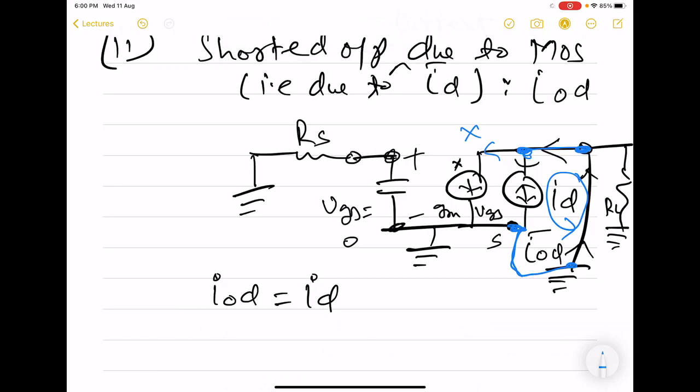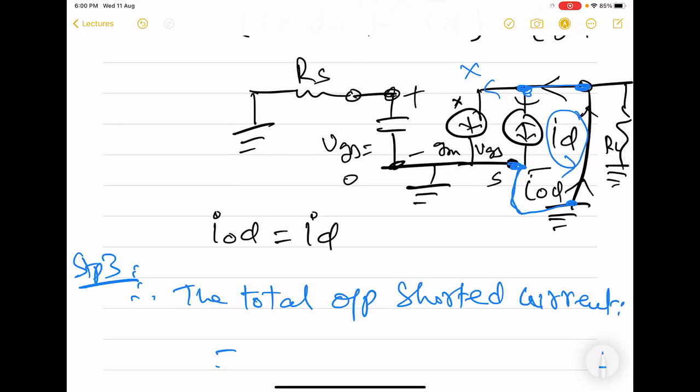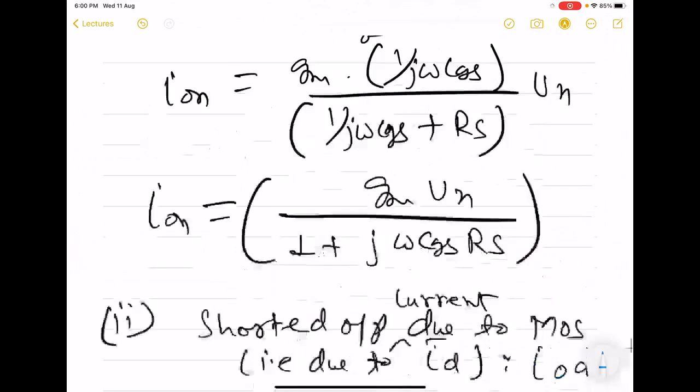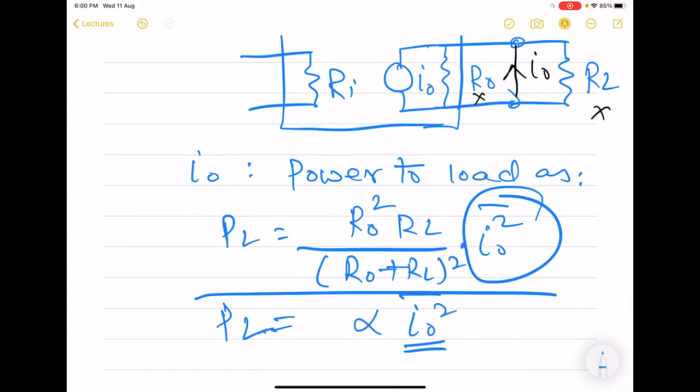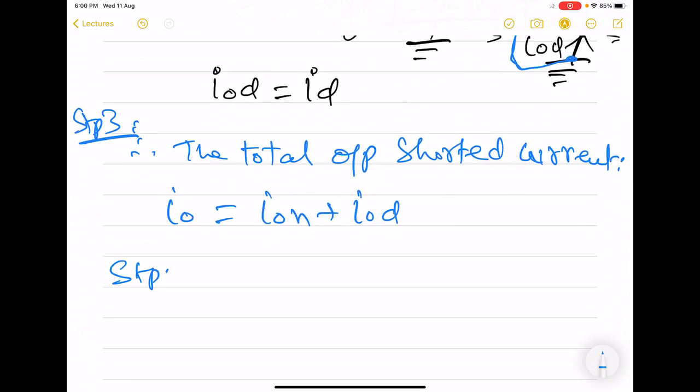So now we have two currents. Therefore, step three is the total output shorted current, IO, which is going to be ION plus IOD. We have already found the expressions for these two. But now we can find out the mean square, because we have already seen that if we know this mean square quantity, then we know the total power, which will be a factor dependent upon the resistors multiplied by that mean square. So having found the total, maybe in step four we can find out the total mean square output current.